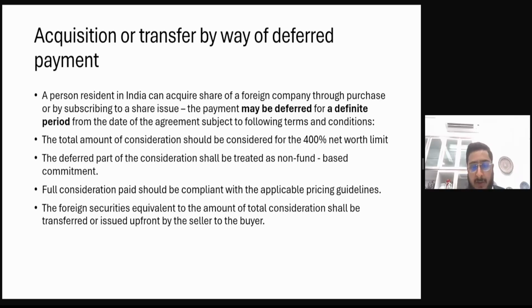And when you're doing a deferred payment, at least the foreign securities equivalent to the amount of the consideration should be transferred upfront to the buyer, up to the total, because it's a deferred payment. You've done the investment and just the payment has been deferred. So securities equivalent to the total amount of consideration should be transferred upfront from the seller to the buyer.